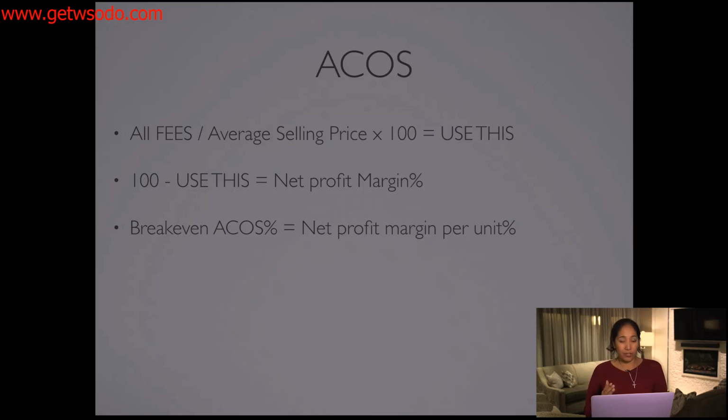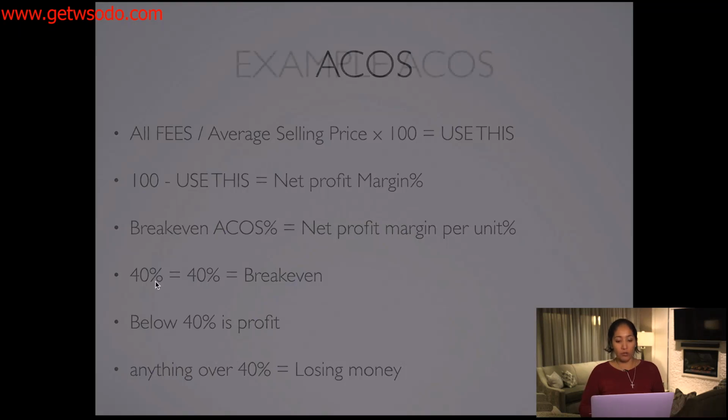And now this is the most important fact about ACOS. This is all you need to know. A break-even ACOS is equal to your net profit margin per unit. So if you want to break even on ads, you'll just have to run at your actual profit margin. If you want to make money, you'll have to run below your profit margin. And if you want to lose money, which who wants to lose money, you'll have to run above your profit margin. So if you're running at a 40% ACOS and your profit margin is 40%, you are break even. If you're below 40%, you are profitable. And if you're over 40%, you are losing money.